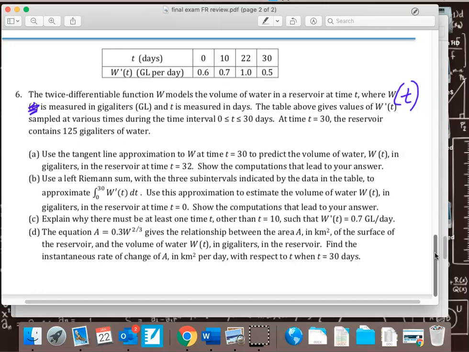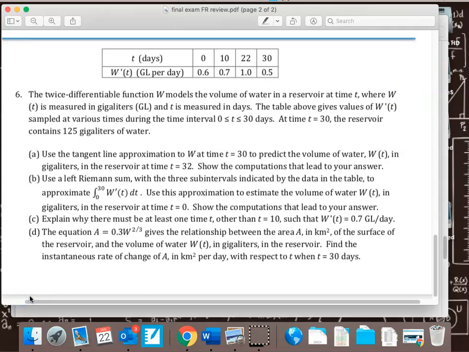I'm thinking theorem. Okay. And then finally the equation A equals 0.3 W to the 2/3 gives the relationship between the area of the surface of the reservoir and the volume of water in the reservoir. Find the instantaneous rate of change of A with respect to t when t equals 30. So I'm going to give you till 10:15. See what you can get done with this.